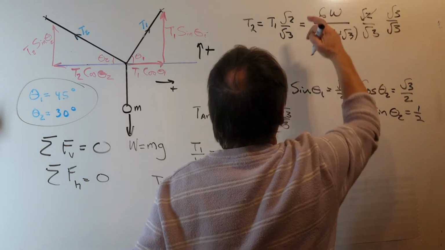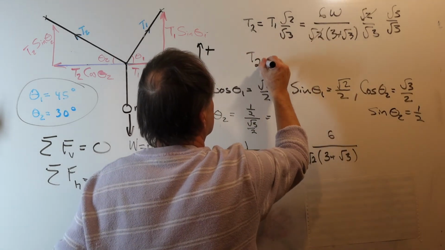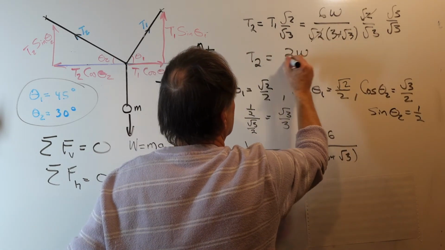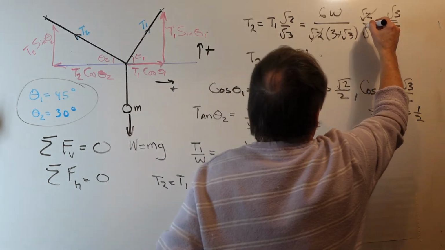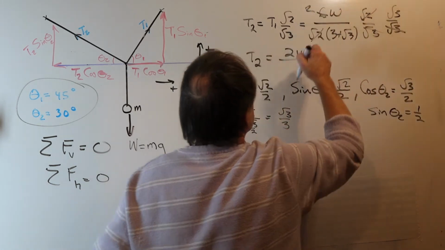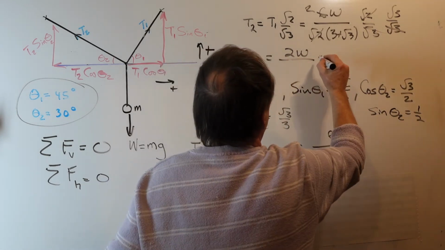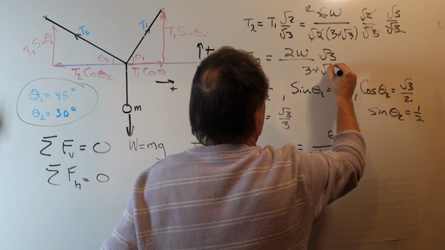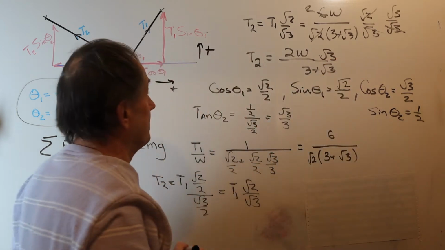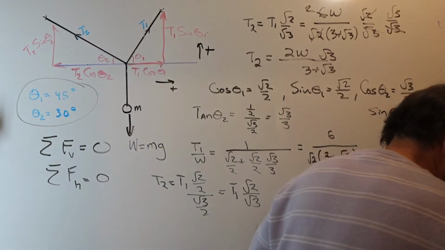That goes into 6 twice, so we get T2 is equal to 2W times, these go into 6 twice, that's where we get our 2, and then this is square root of 3 over 3 plus the square root of 3. So that's our tension T2.